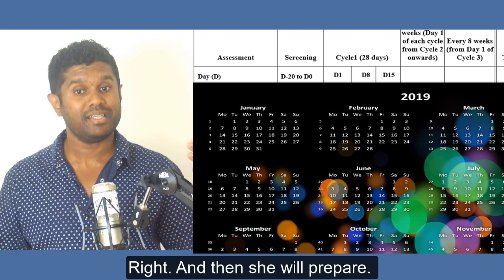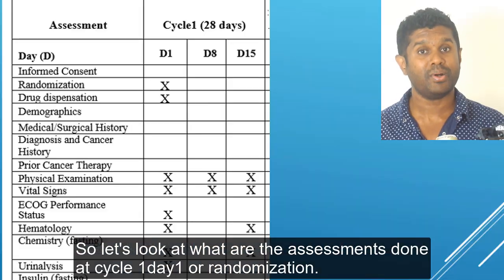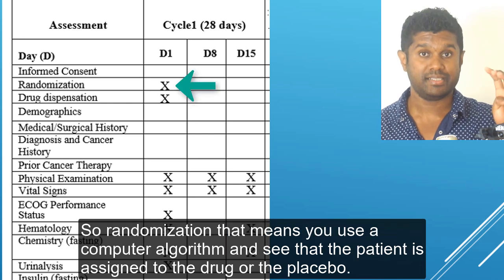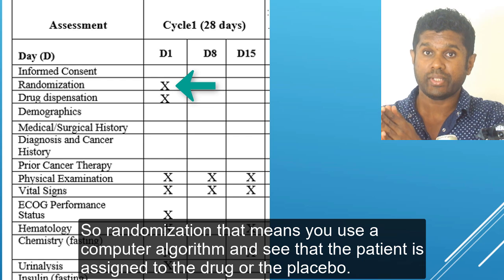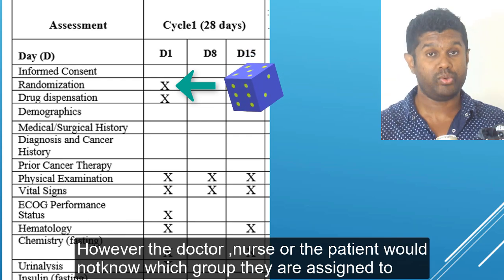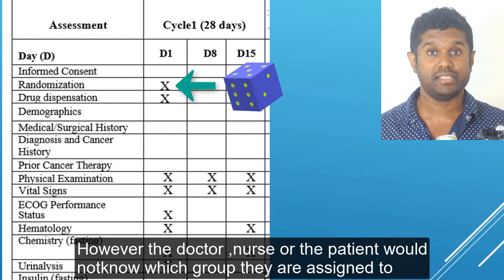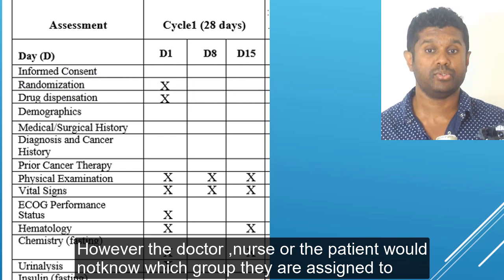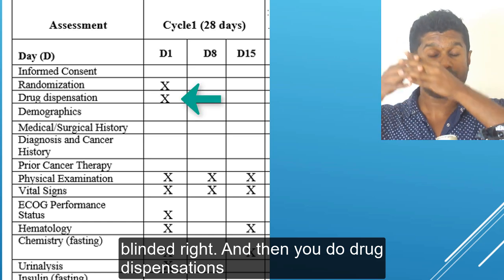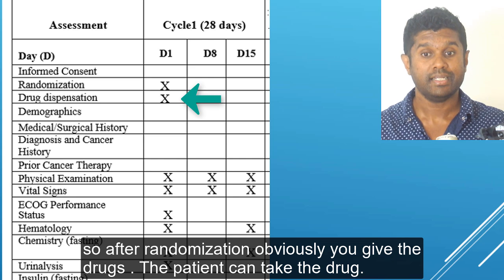So let's look at what are the assessments done at cycle 1, day 1, randomization, right? So randomization means you use a computer algorithm and see whether the patient is assigned to the drug or the placebo. However, the doctor, nurse or the patient wouldn't know which group they are assigned to. It's blinded, right? And then you do drug dispensation. So after randomization, obviously you give the drug so the patient can take the drug.